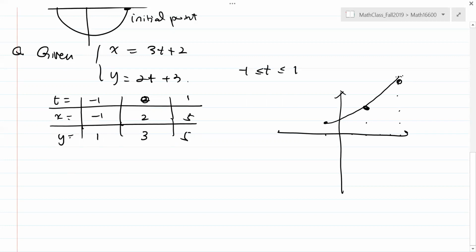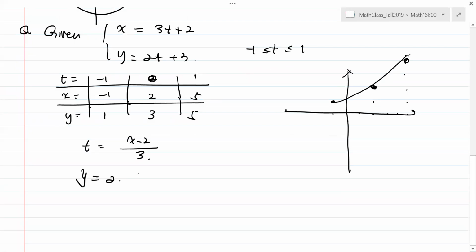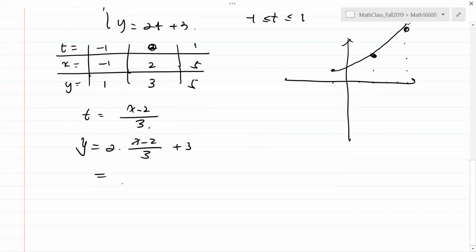So x depends linearly on t, and y depends linearly on t. It's better to find the direct relation between x and y. From the first equation you solve for t: t is going to be x minus 2 over 3. You put that into the second equation, and what you get is 2 over 3 x minus 4 over 3 plus 3. Let's simplify it a little bit, plus 5 over 3. So this is a linear equation.